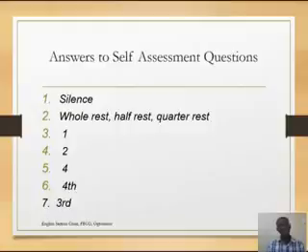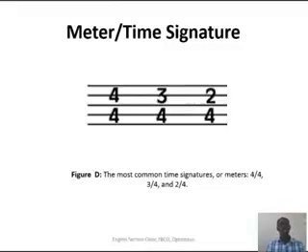Let's move on as we talk about meter. At the beginning of every piece of music is what is called the time signature or meter, which gives you information about the piece of music you're about to play. The time signature or meter tells you how many beats are in each measure. The time signature also tells you what kind of note gets one beat.